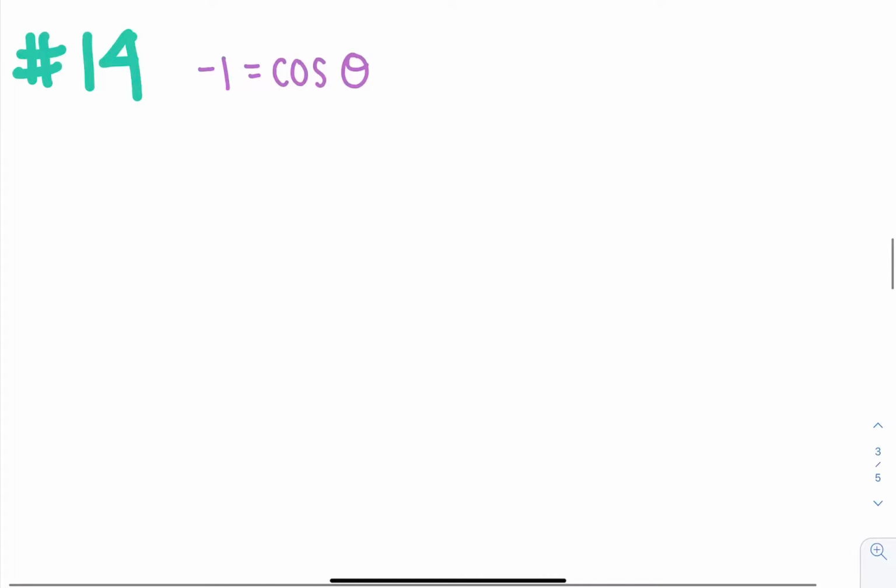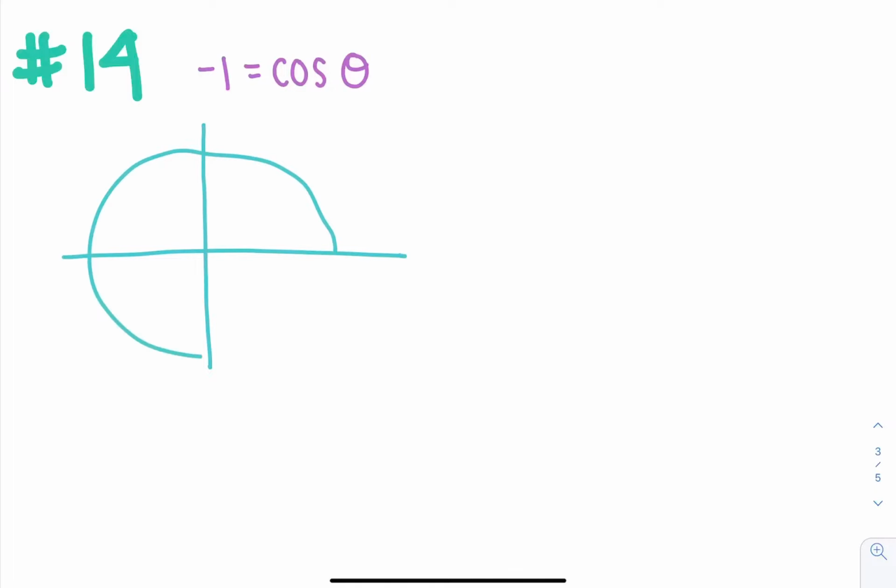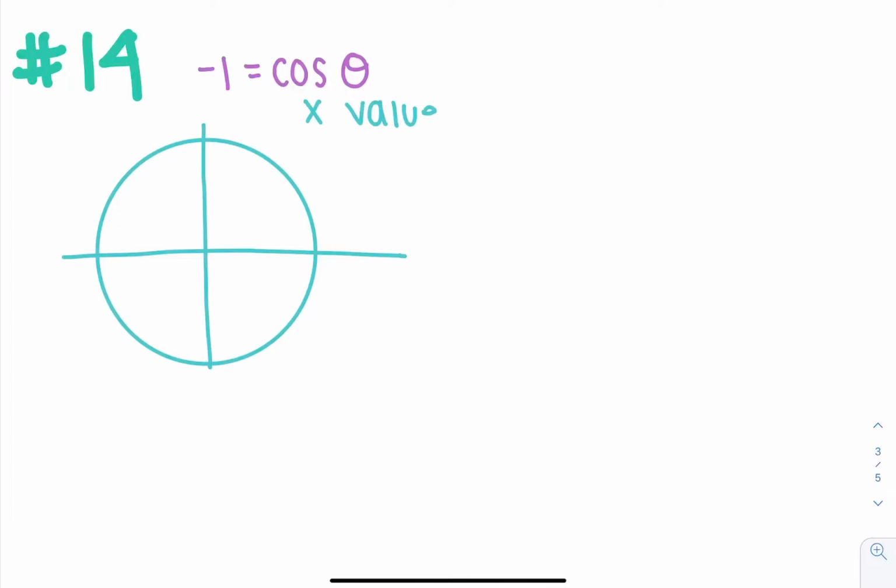In number 14, we want to know when cosine of theta is -1. So if I see a negative one, I want to think about quadrantals. And remember, cosine is our x value. So where on this circle is x -1? Well, that only happens right here, because this is the point (-1, 0), and here's the point 1 for x. So our answer for this one is just that point right there, which is theta is 180 degrees.